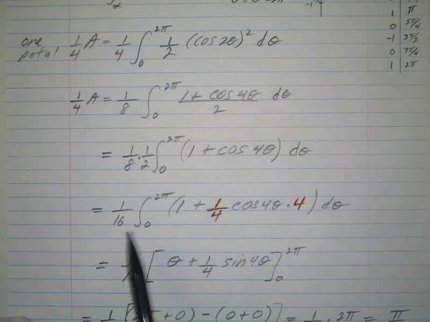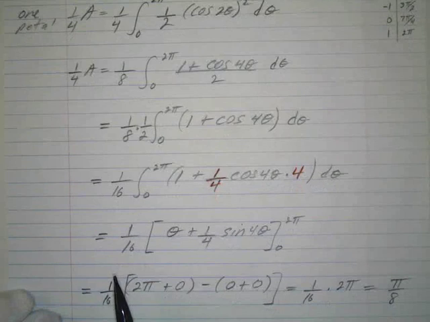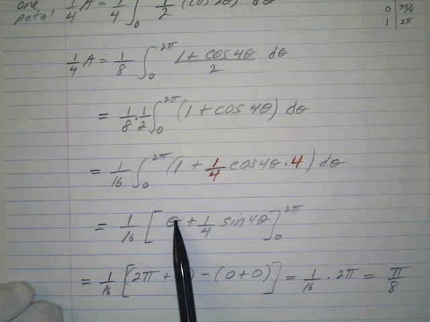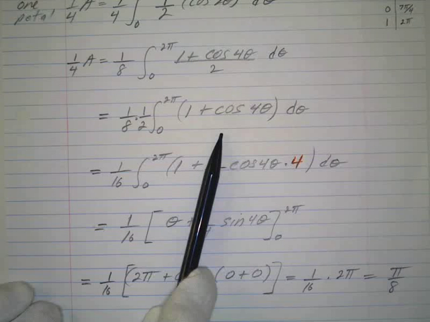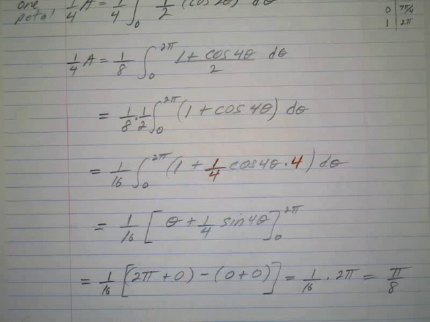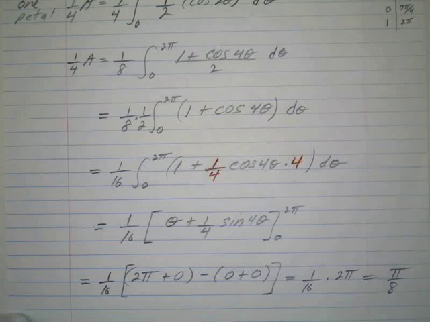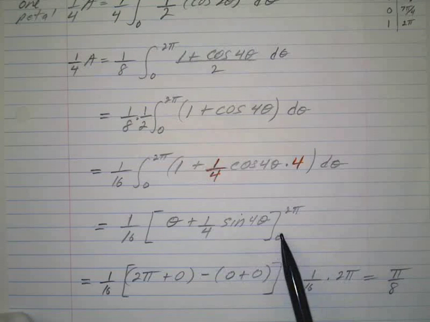Okay, the antiderivative of 1, with the 1/16 out in front, is theta. And then the antiderivative, this will be 1/4, and the antiderivative of the cosine of 4 theta times 4 is the sine of 4 theta. You can take the derivative: the derivative of the sine of 4 theta is the cosine of 4 theta times 4. See, so it checks out. Chain rule. We're going to evaluate that from 0 to 2 pi, and 1/16 times that.